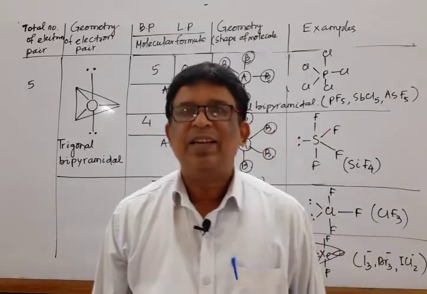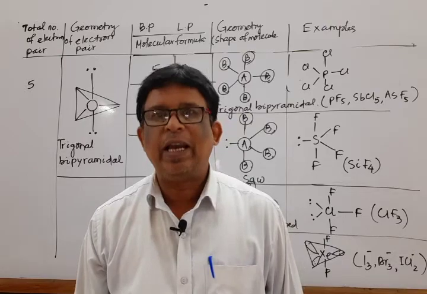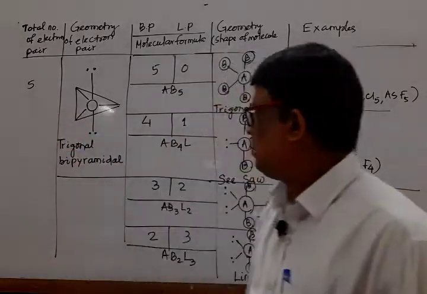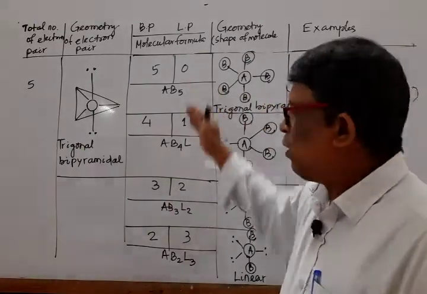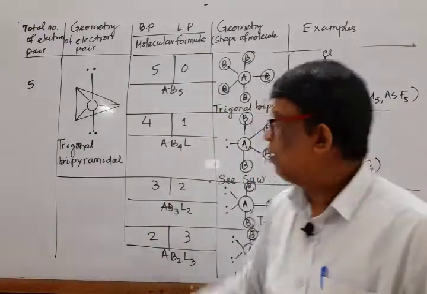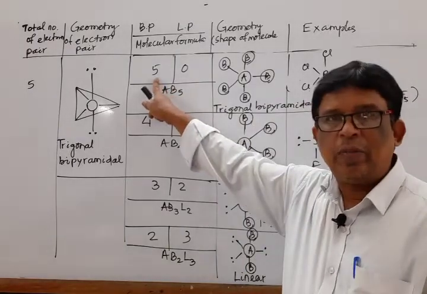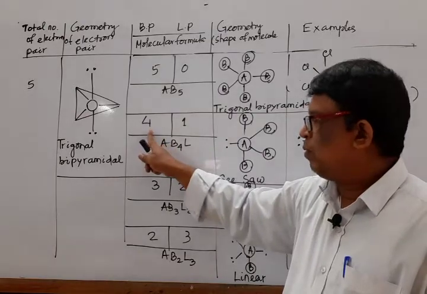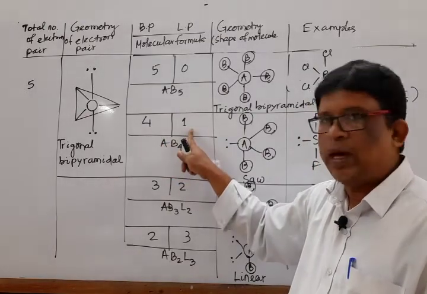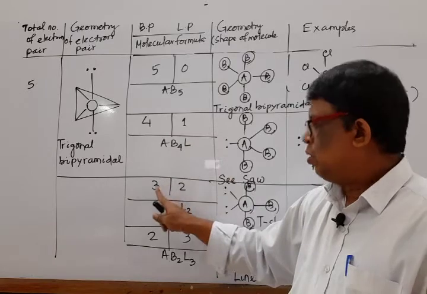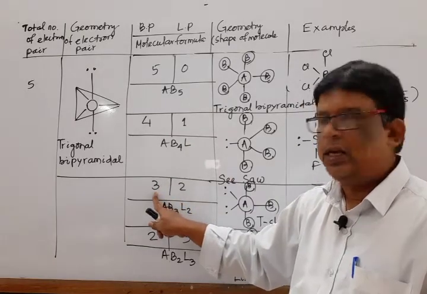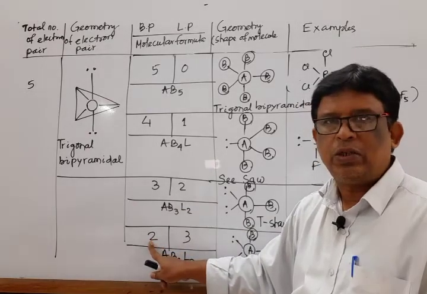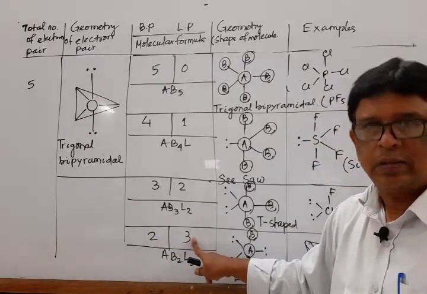Next we mark that the total number of electron pair is 5. Then mark that. If the total number of electron pair is 5, then what happens? 4 cases arise. Case 1, all 5 electron pair are bond pair, lone pair 0. Case 2, total number of bond pair is 4, lone pair is 1. Case 3, total number of bond pair is 3, lone pair is 2. Case 4, total number of bond pair is 2, lone pair is 3.